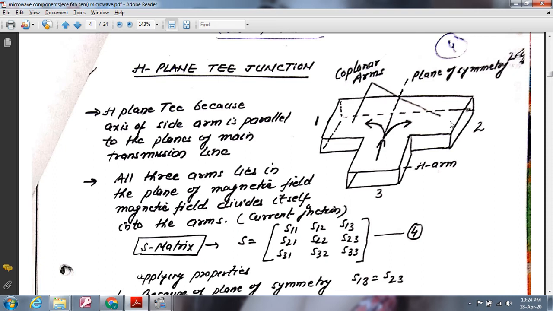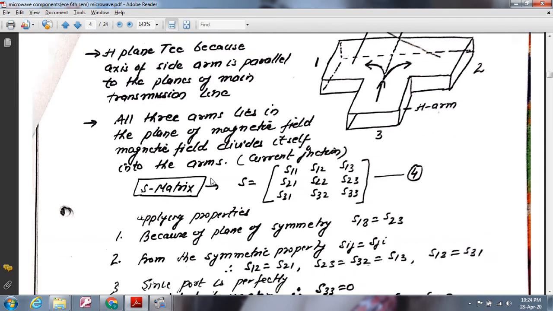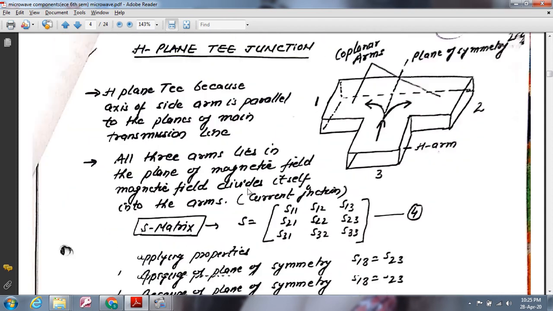Now at port number 1 and 2 we will see equal power and in the same phase. So there will be a plane of symmetry here. These are two coplanar arms. Because we have 3 ports, the corresponding S matrix will contain n into n, or 3 into 3 elements: S11, S12, S13, S21, S22, S23, S31, S32, S33. So there will be 9 S components in the matrix of the H plane T.